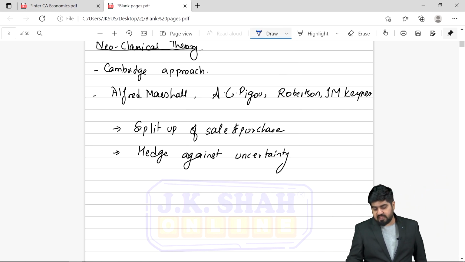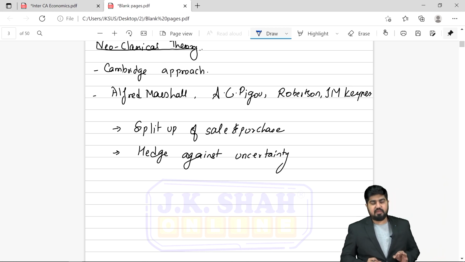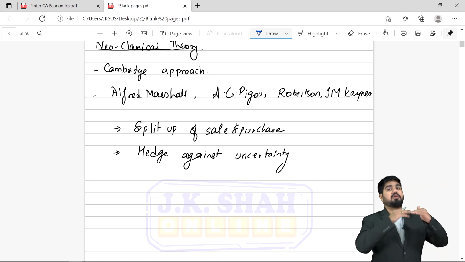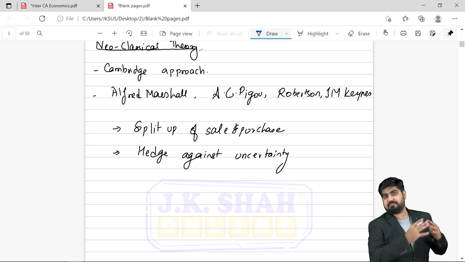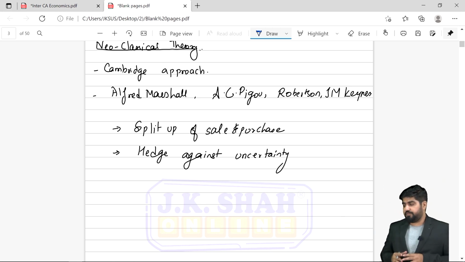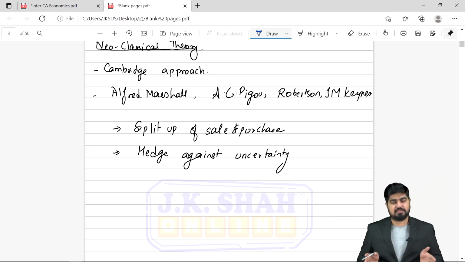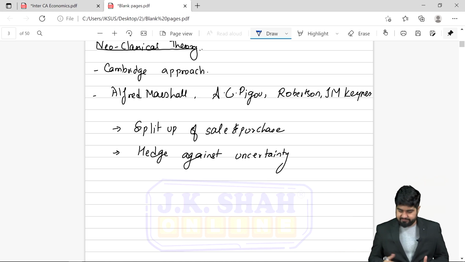First one, enabling the split up of sale and purchase, that is buying and selling transactions. See, simple. If you are going to buy and sell more, that means the selling and purchase transactions are going to go on increasing. So the demand for money will also go on increasing. Yes or no? So when we talk about demand for money, it is closely related to transactions. Higher the number of transactions, more the buying, selling, more money you will require.